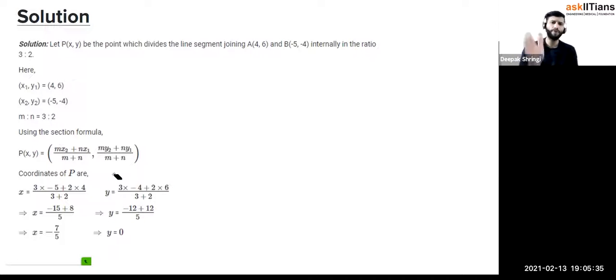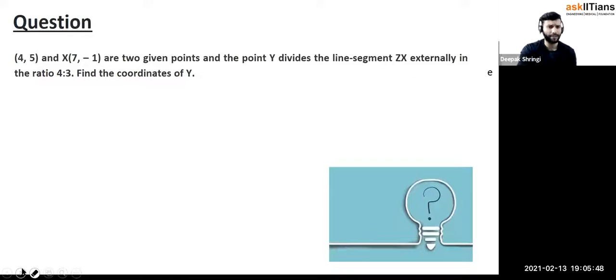Always the left point is x1, y1. The right one would be x2, y2. The first ratio would be m, the second ratio would be n. And the formula you have to remember. That's it. The same thing is there for external division as well. We have a question for that as well.